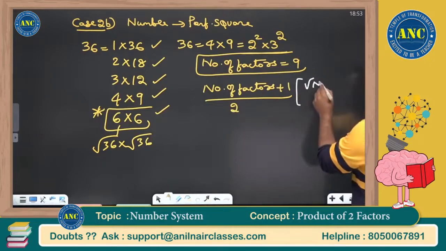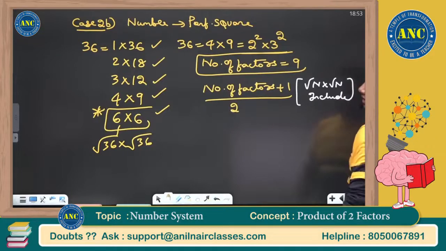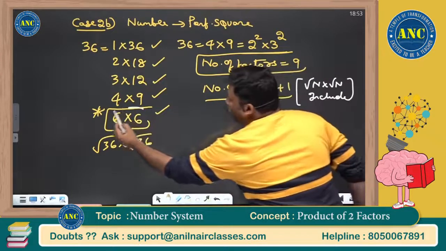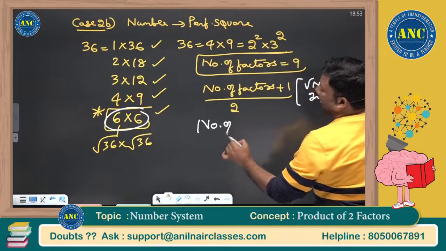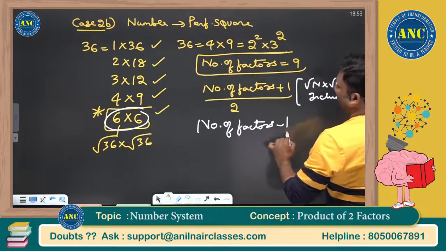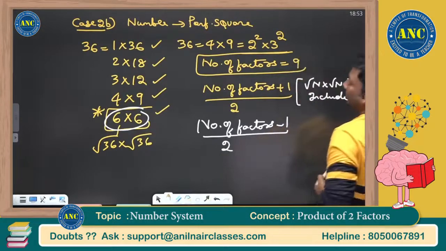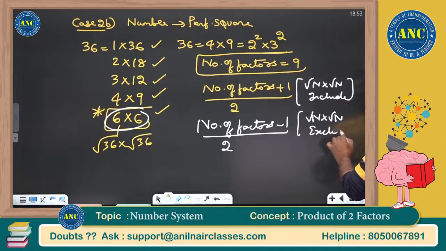Root 36 into root 36: if I include it, it is 5. If I exclude it, how many ways did we get? 4. I hope it is clear. The number of ways is 9 minus 1 by 2. These are excluded.